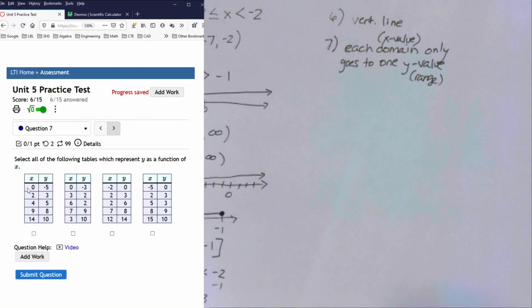And so if I look down through here, I can just look at my x values, and you can see all those x values are unique. So there's only one x value in each one of these, right? So they only go to one y value. So that is a function.